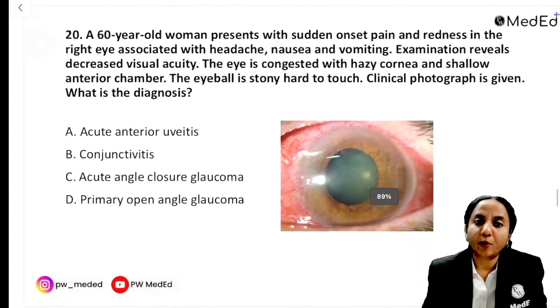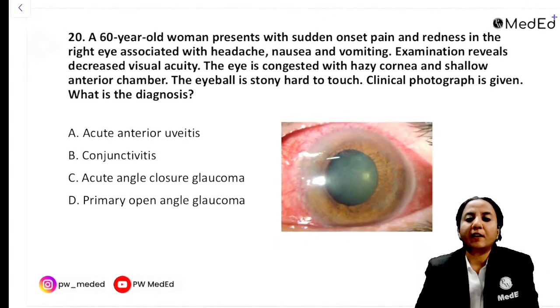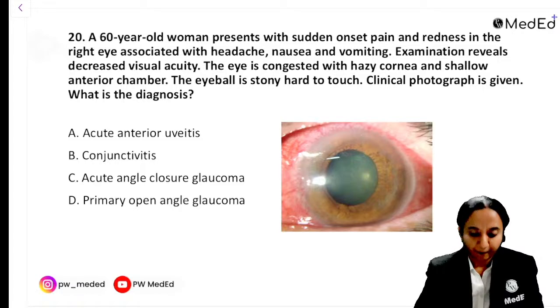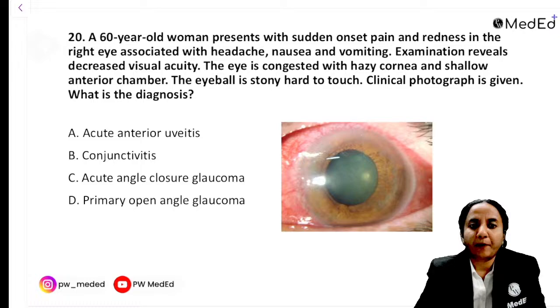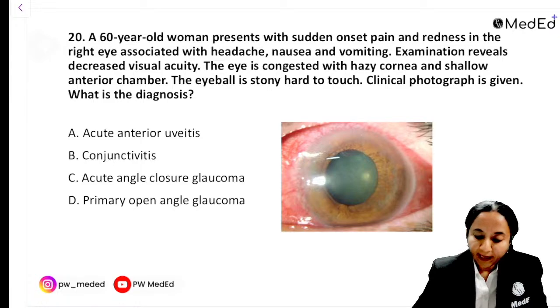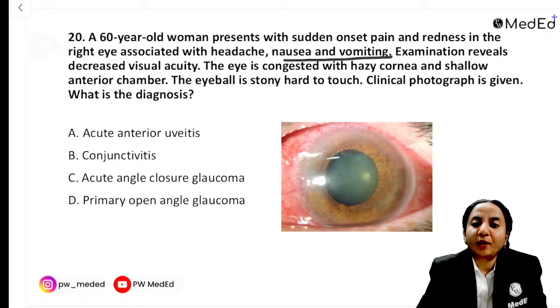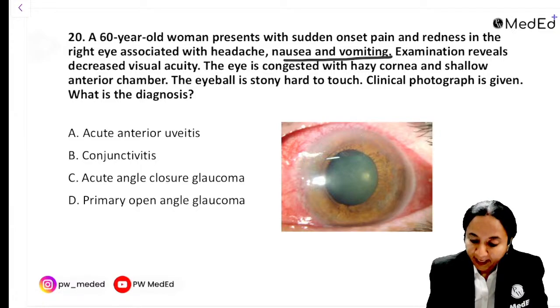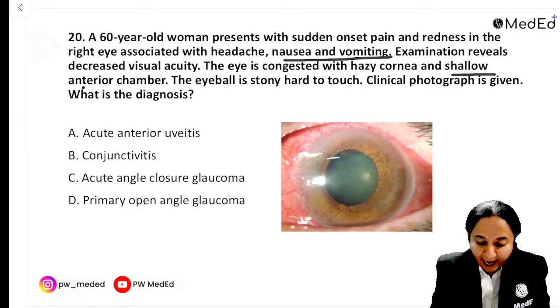This is also actually a question from FMG, but it's a good clinical question, so I thought we'll discuss it. A 60-year-old woman presents with sudden onset pain and redness in the eye. There is associated headache, nausea and vomiting. On examination, the visual acuity is decreased. The eye is congested. The cornea is hazy. The anterior chamber is shallow. And the eye is stony hard to touch.